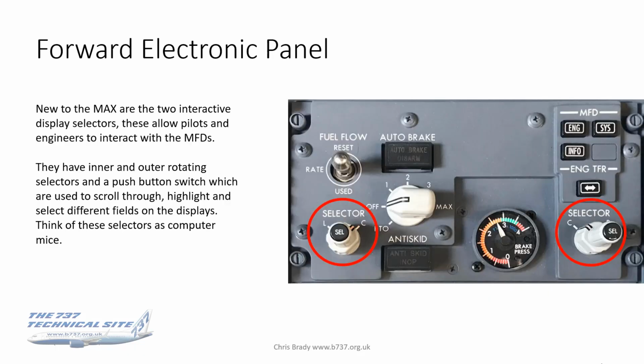So you can see that there are 2 interactive display selectors, same as the one on the data loader panel that I showed you several slides back. What these do is allow the pilots and engineers to interact with the multifunction displays. They've got inner and outer rotating selectors and a push button switch to scroll through, highlight and select different fields on the displays. Basically, you can think of these as your mouse on your computer. You blip things left and right, and then use the select button to select what you want.